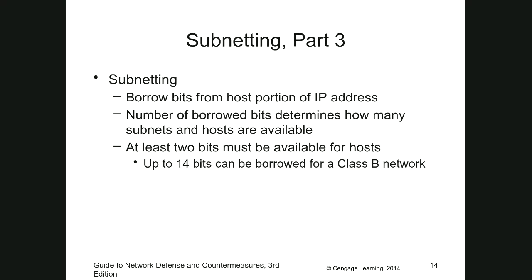So where it says in part three here that subnetting borrows bits from the host portion of the IP address, that goes associated to the host, like I said, your desktop computer or your phone if it's connected to a network, those IP addresses. Subnetting borrows bits from the host portion of the IP address. And then the number of borrowed bits determines how many subnets and hosts are available. So then we go back to the classes of networks. We say here up to 14 bits can be borrowed for a class B network.